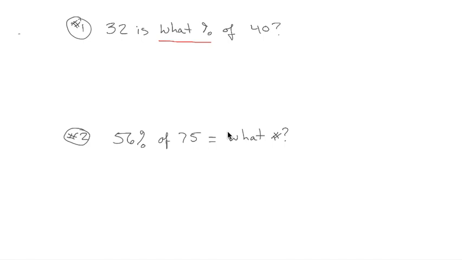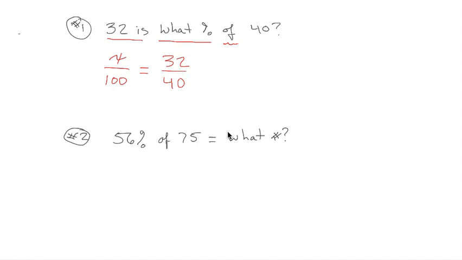So when you set this up as a proportion, you can set it up as x over 100, something out of 100. Every percent is a number out of 100, so when the percent is unknown, that's where the x goes. And the rest, 32 is, tells you that's the numerator. And of 40 tells you that's the denominator. So you can set that up to get your answer.